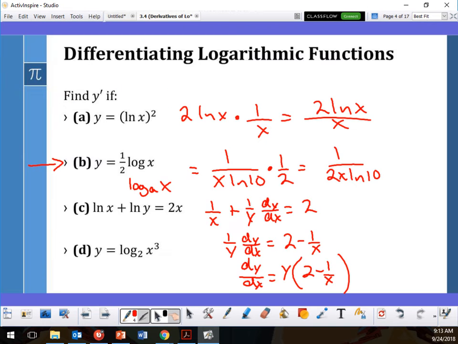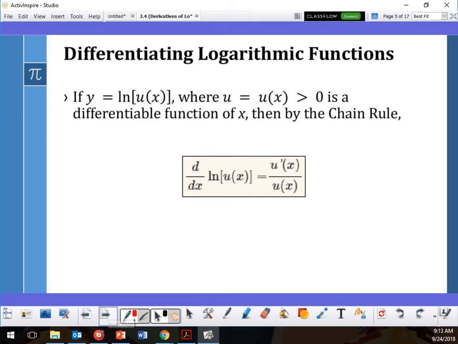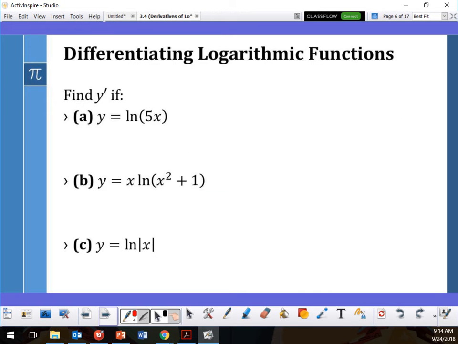All right. Okay, so right here, if y equals ln u of x, where u of x is greater than 0, a differentiable rule, then by chain rule, derivative over that. Okay, so let's do this one right here.